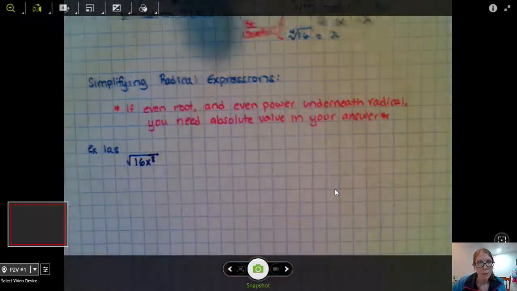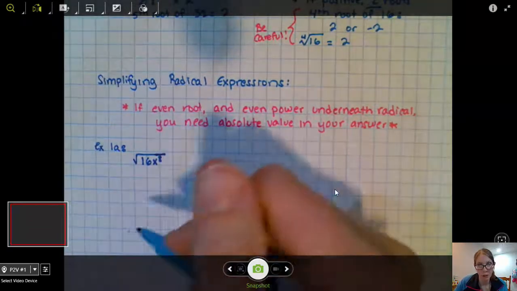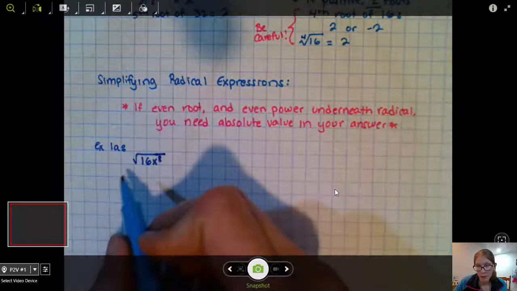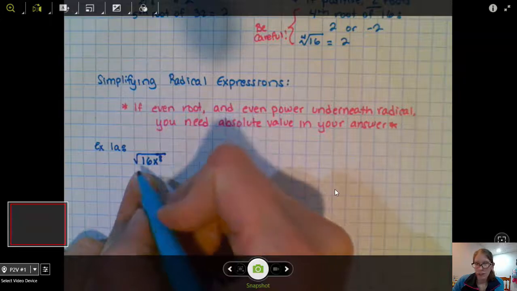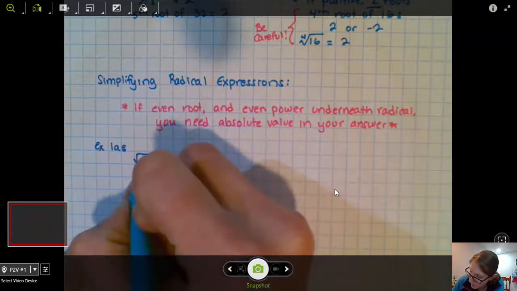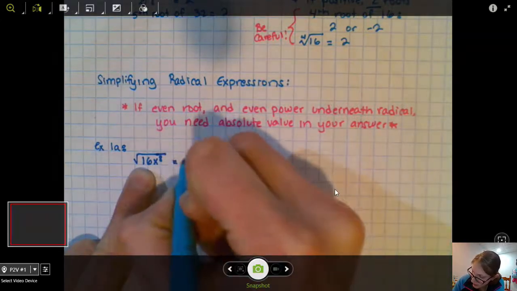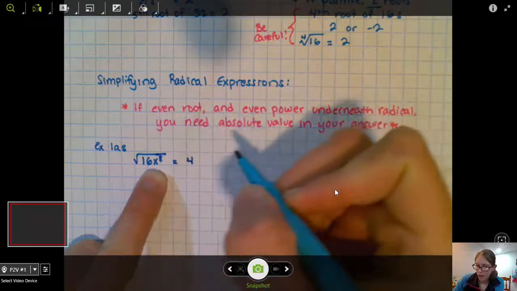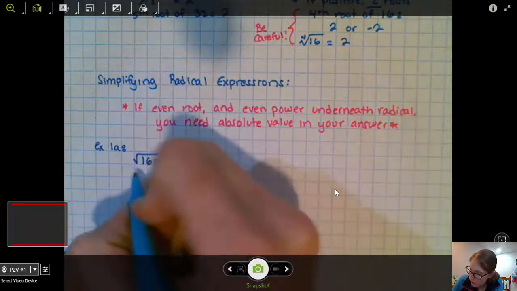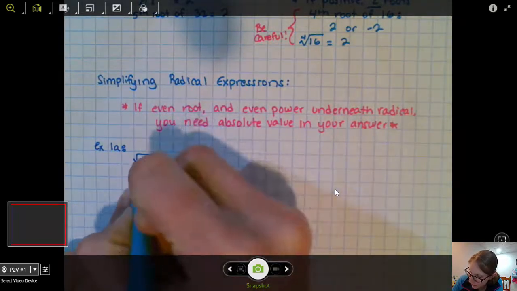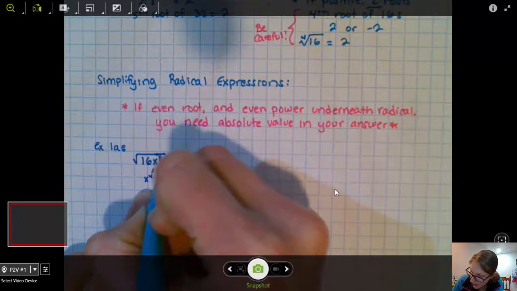Okay. Now, we'll never actually need absolute values around numbers, so think of this piece by piece. The square root of 16 we can do, and that's 4. Now, this x to the 8th, how are we going to square root x to the 8th? Well, what times itself gives us x to the 8th? You could think of x to the 8th as x to the 4th times x to the 4th.